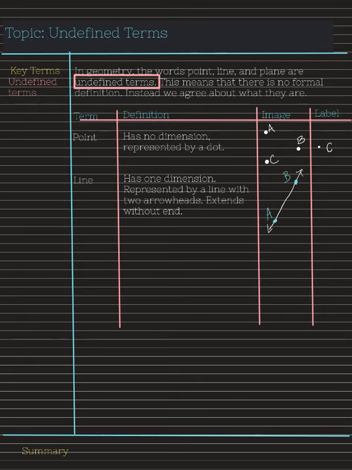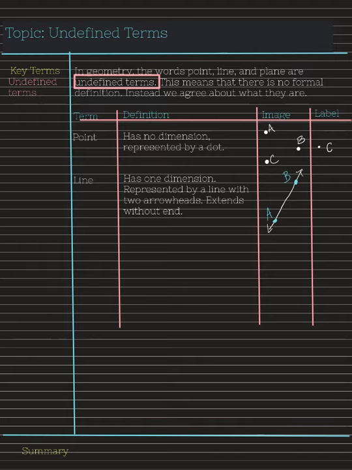A line has one dimension. It's basically like a bunch of points just lined up shoulder to shoulder. It's represented by a line with 2 arrowheads, and it extends without end. All right, so you can see here I've drawn a line, and I emphasize 2 of the points, although there's an infinite number of points. I've emphasized the points A and B on that line, and that's to help me name it.